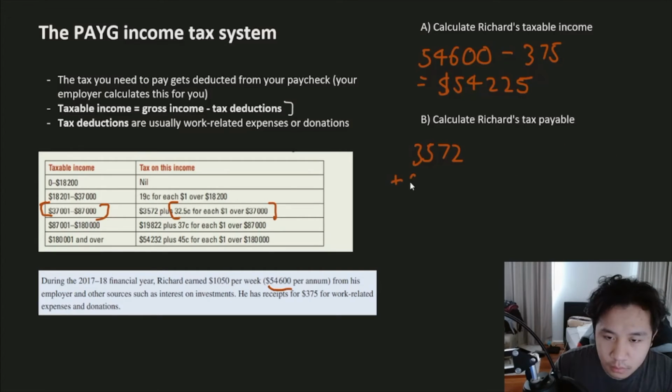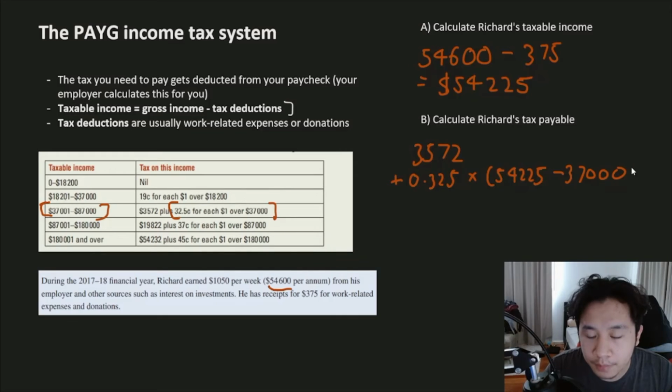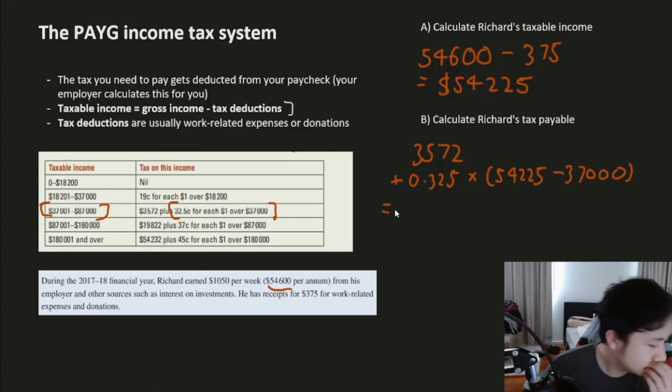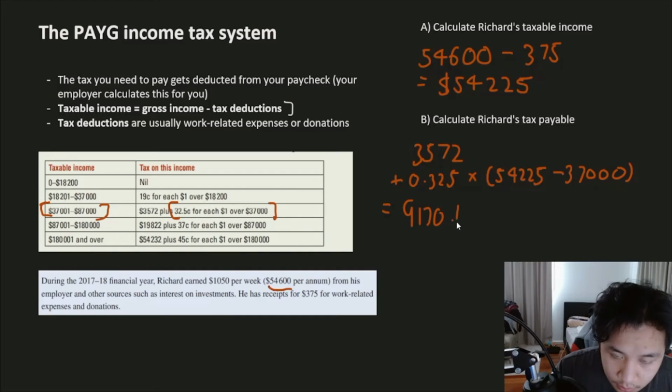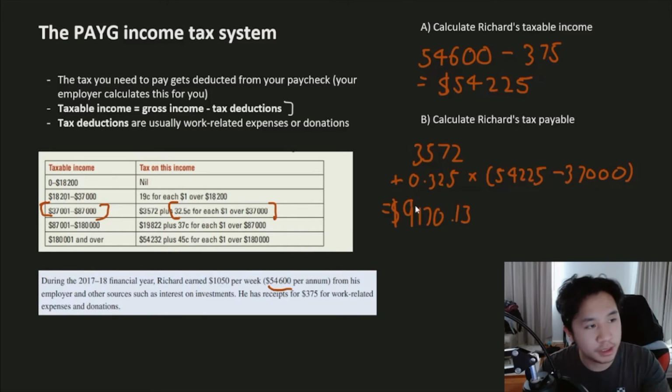So plus 0.325 times 54,225 minus 37,000. So this will tell you each $1 over 37,000. And then you just want to add these two, and this will give you an amount rounded to 2 decimal places, $9,170.13. Okay, so that is how much tax Richard needs to pay.